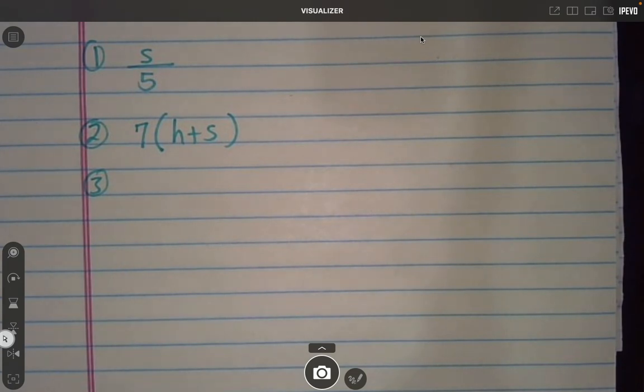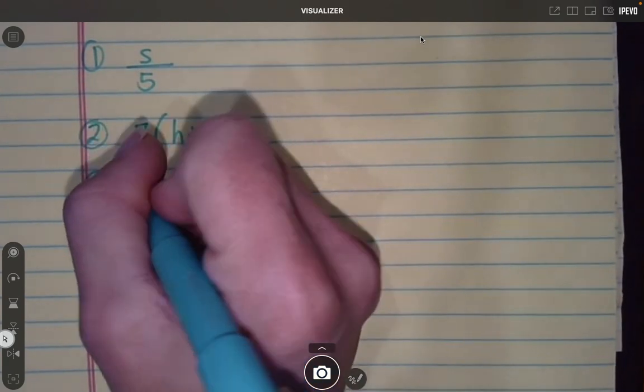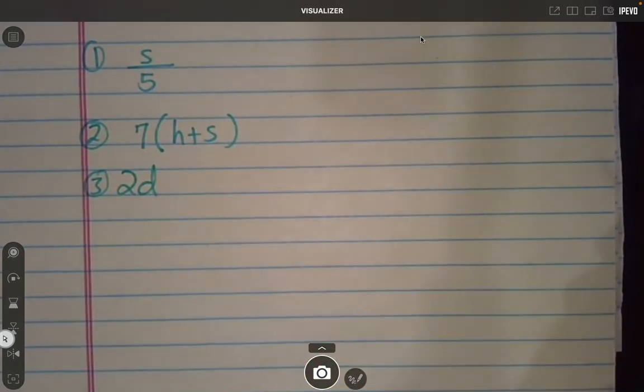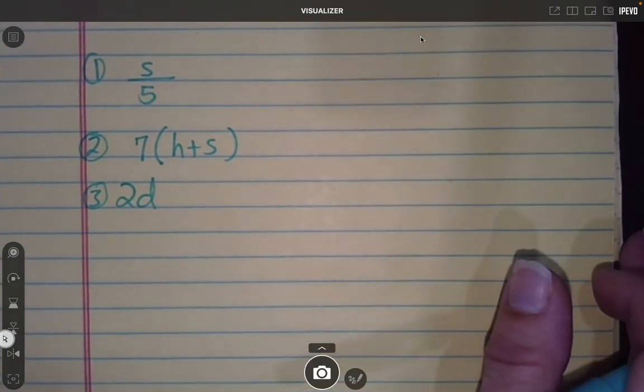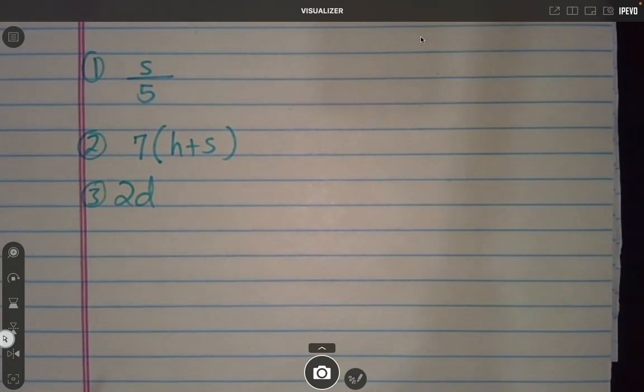All right, so this one, what is the answer to number 3? It says 2D. What does that mean? 2 times D. What'd you get? A. It's A. And you see how they put it a little bit different? They put 2 times a number D. Okay? So that one's number 3.